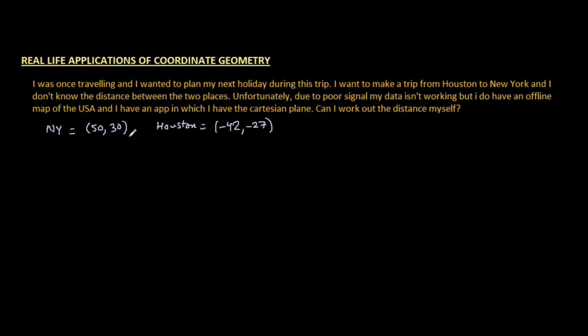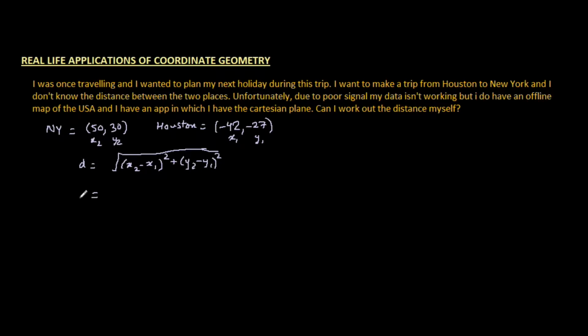Well, so we have the coordinates of both New York and Houston here, and we are trying to figure out the distance between these two cities. So all that we have to do is to apply the distance formula. Distance formula, if you remember, is d is equal to the square root of (x2 minus x1) whole square plus (y2 minus y1) whole square. Now to avoid the negatives, what I'll do is I'll probably take this as x1 and this as y1 and this as x2 and this as y2.